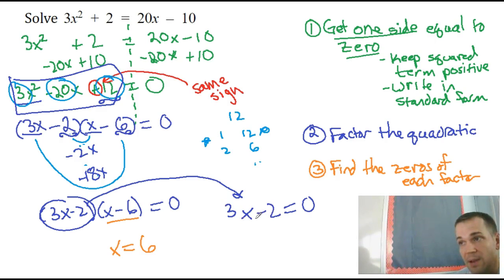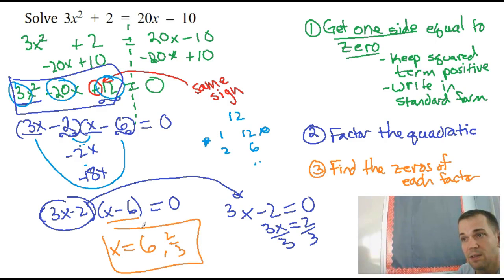So I'm going to use my very basic Algebra 1 skills. Reverse PEMDAS. I'm going to add 2 to both sides. That means 3x equals 2. X is not by itself yet. I'll divide both sides by 3. So my other answer will be 2/3. So the two solutions to this equation are going to be 6 and 2/3.